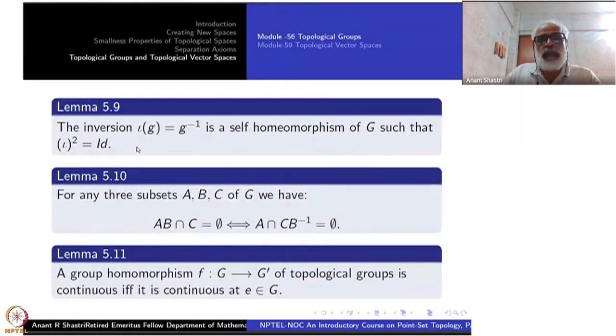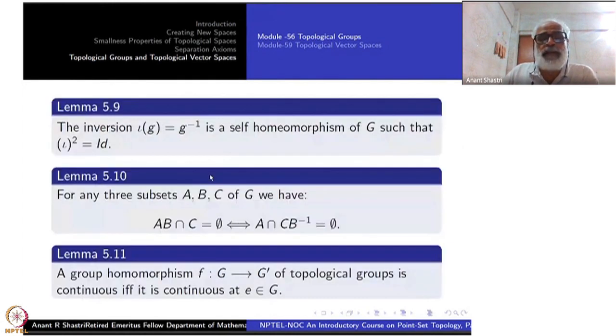The second thing is the inversion, which I have denoted by I, where I of g equals g inverse. This is a self-homeomorphism of G. If you take I composite I, namely I squared, that's the identity, because the inverse of g inverse is g itself. This is continuous, as we have seen already. Because I squared is identity, this is bijective, and its inverse is I itself. So it's a homeomorphism. It's a very special homeomorphism; it's of order 2.